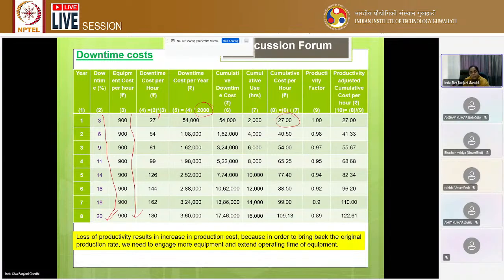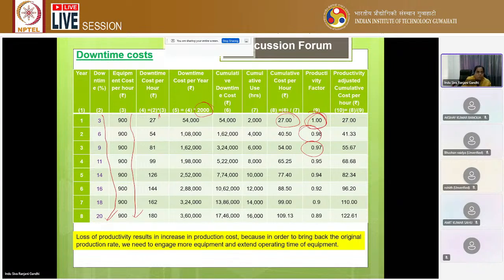Not only that, because of downtime there is also productivity loss. Because your equipment has gone to the repair yard, it was not available for the required productivity of the project. After the equipment comes back to the construction site, you need to put in more resources, like employing more helpers or increasing the working time, so that you can bring the productivity back to the original schedule. For that you have to spend some additional cost. So that is the cost we are trying to calculate here. I have already discussed these things in the lecture video.